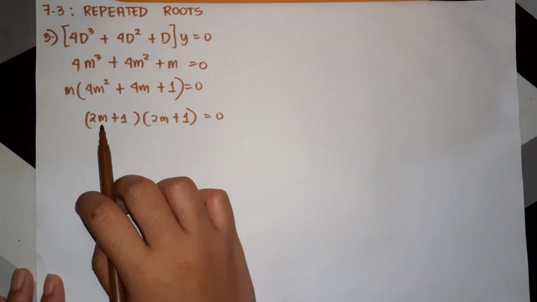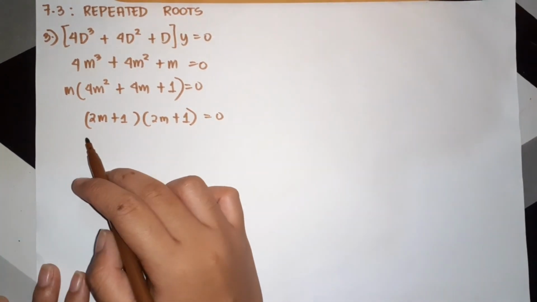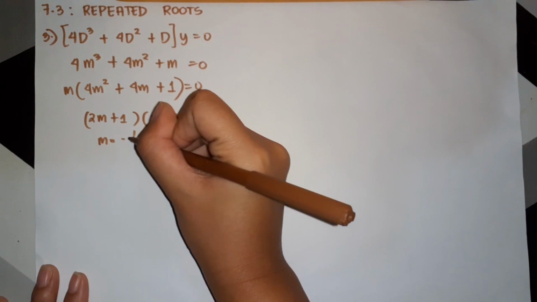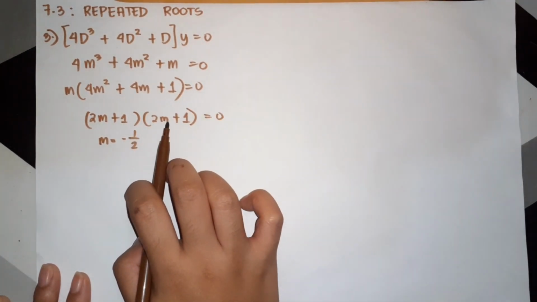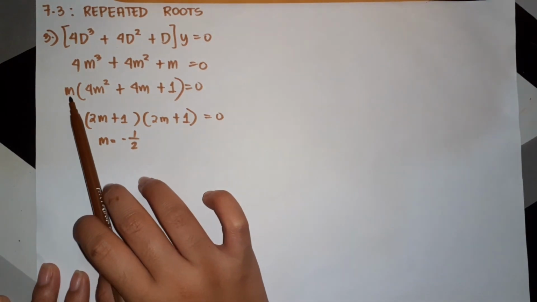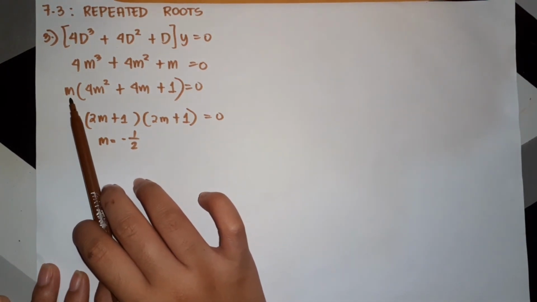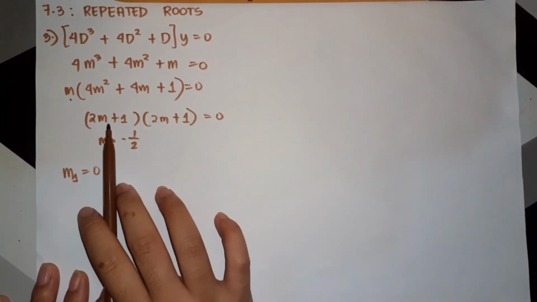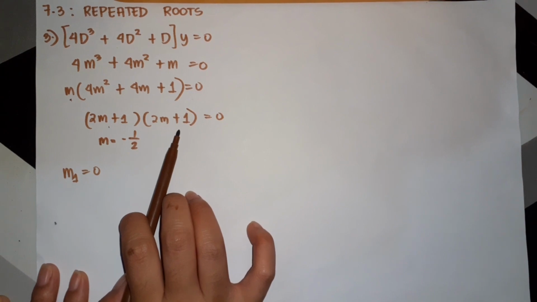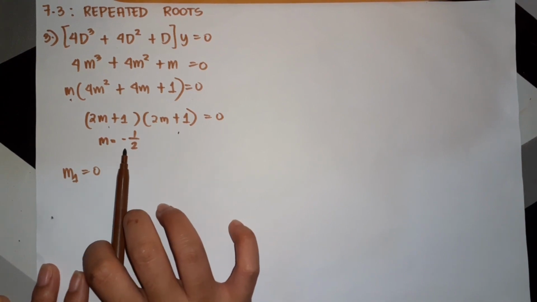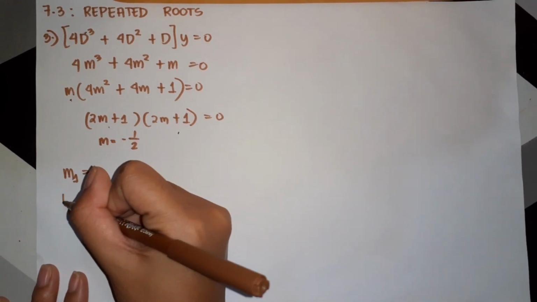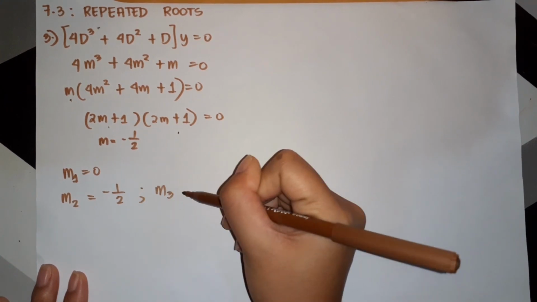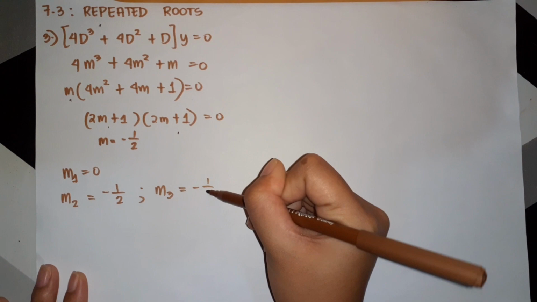So the roots of these factors will be, the value of m here will be m is equal to negative 1/2, same as the second one. So the first value of our root here is m equals 0. So our m sub 1 will be 0, and our m sub 2 and m sub 3 are just the same, which is negative 1/2. So our m sub 2 is negative 1/2, and our m sub 3 is also negative 1/2.